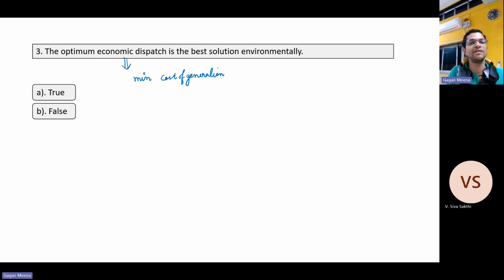And each generator also has, just as we have a cost curve, AP square plus BP plus C, an emission curve. It is given by some dP square plus EP plus F. These are different from A, B, C, D. They can even be negative in some cases. Yeah, they are negative also.